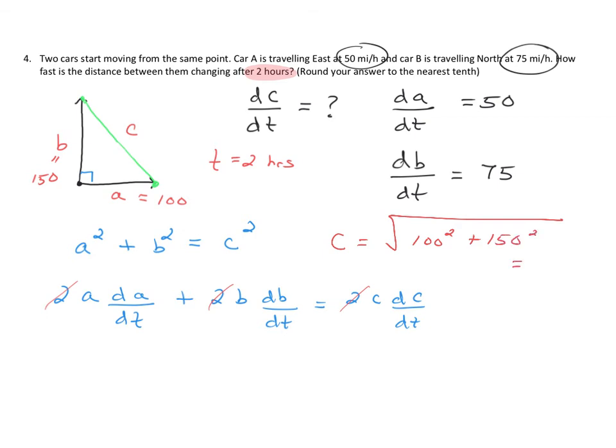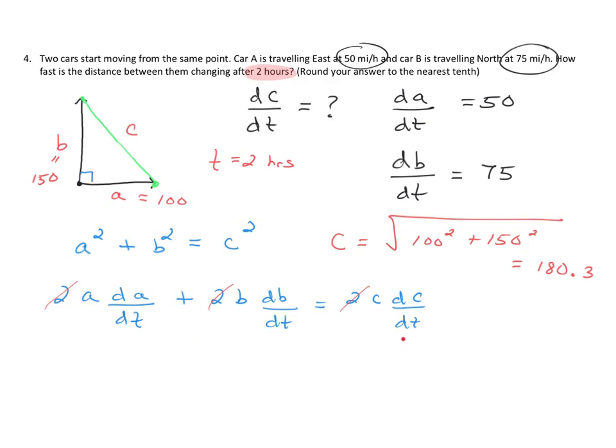I'm not so sure this is going to come out to a nice number, but I have my calculator here. So that's the square root of 100 squared plus 150 squared. It's not perfect. I'll round it to 1 decimal. I think this will be good enough. That is 180.3. That is the length of C.